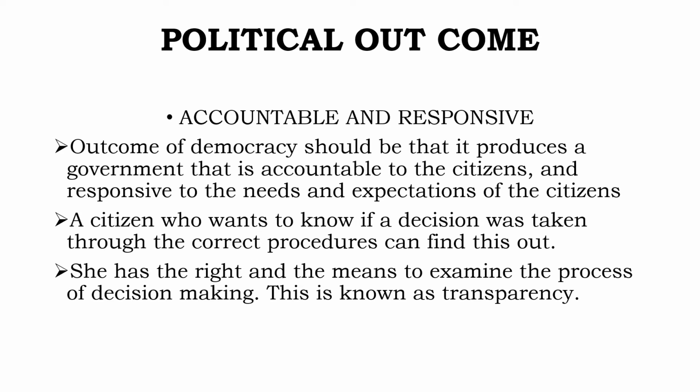A citizen who wants to know if a decision was taken through the correct procedures can find this out. So this shows the transparency in taking decisions. Any person in the country can examine the process of decision making. That is known as transparency. So transparency will be there in decision making, so that we can get the process of decision making without any hiding. That's why we call it democracy, as accountability is there and a responsive government.